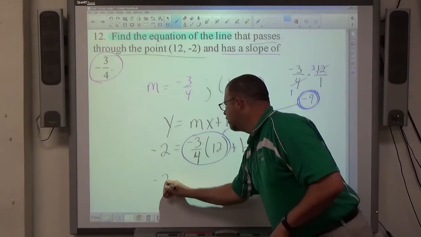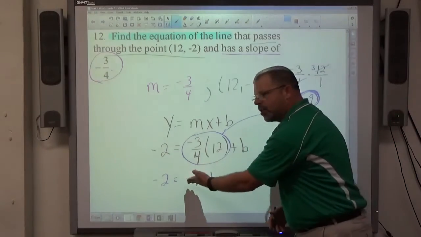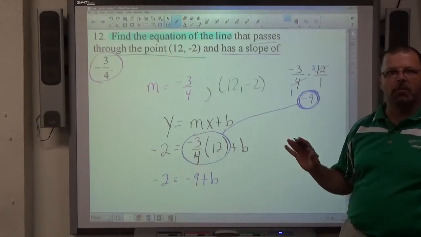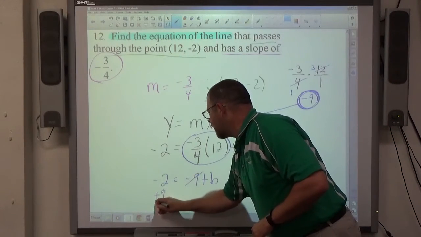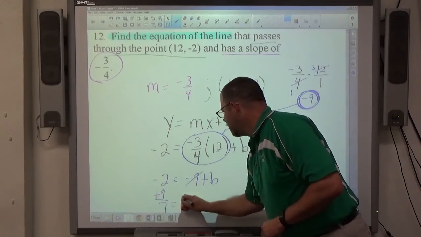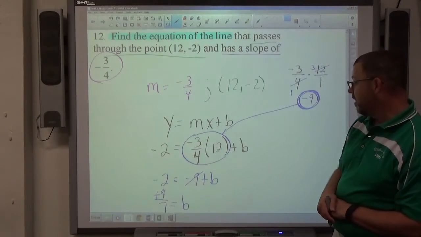So negative 2 equals negative 9 plus b. Again, it's an integer, it's not a fraction. I don't have to deal with that over 1. I don't have to see a fraction to look at this. Negative 9 moves over, plus 9. Negative 2 plus 9 is 7. Equals b, subtraction because the signs are different, and it's positive because 9 is bigger than 2.